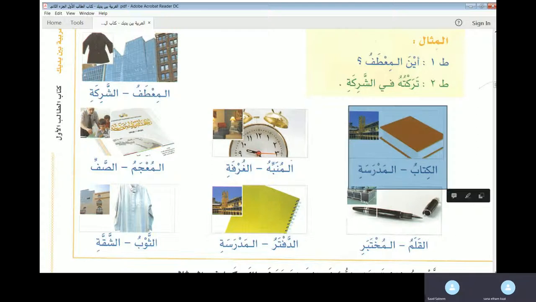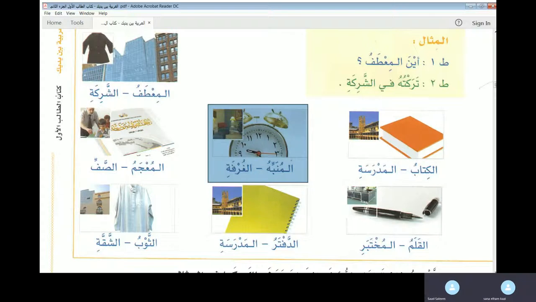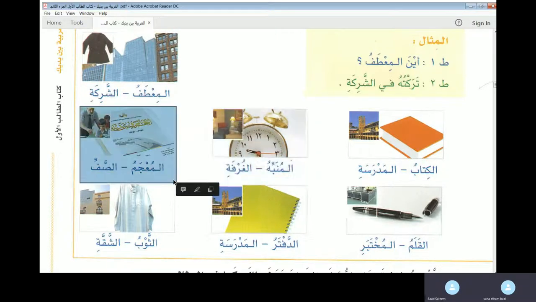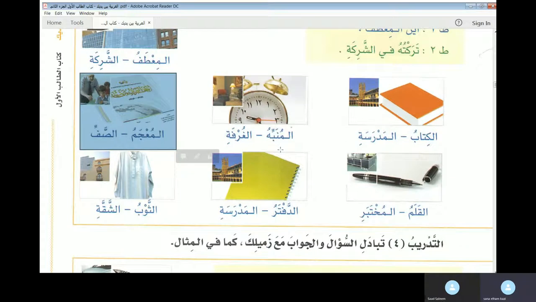طالب الأول: أين الكتاب؟ Where is the book? طالب الثاني: تركته في المدرسة. I left it in the school. أين المنبه؟ Where is the alarm clock? تركته في الغرفة. I left it in the room. أين المعجم؟ Where is the dictionary? تركته في الصف. I left it in the class.